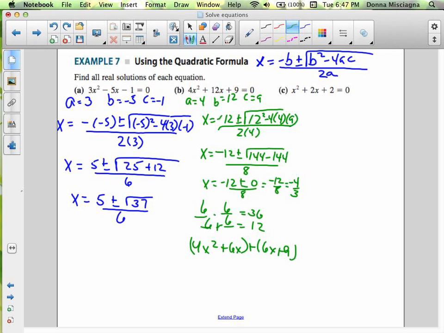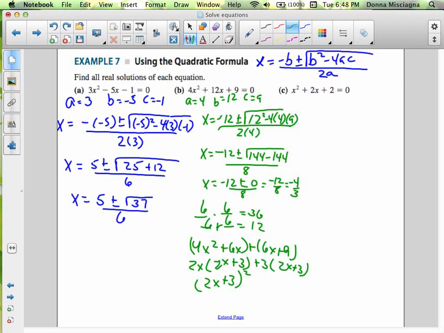Greatest common factor, we can pull out 2x. We'd have a 2x plus 3. Greatest common factor is 3. Divide both those terms by 3, we have a 2x plus 3. And we can see we have 2x plus 3 squared.